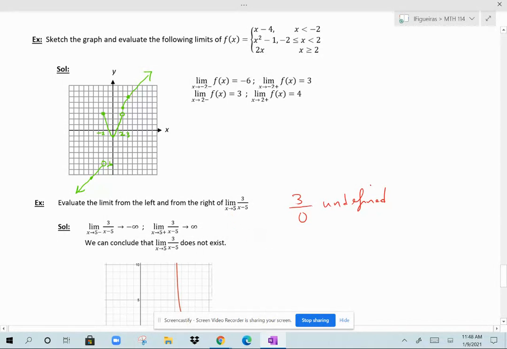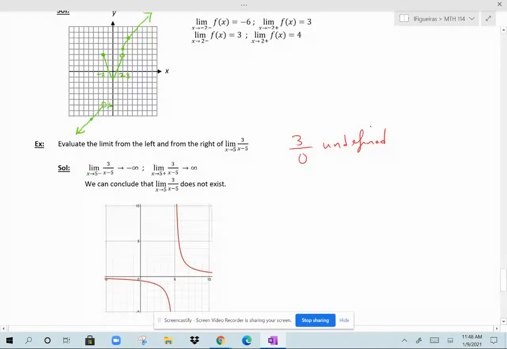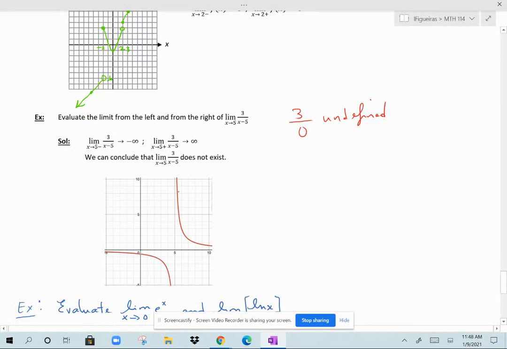I graphed it so that we could understand this a little bit better. So this graph has an asymptote at 5. And when I am on the left side of 5, this graph is approaching -infinity. When I'm on the right side of 5, this graph is approaching infinity. So it's easy to see if you have a graph, but if you don't have a graph, you can think it through numerically. So let me show you an example.